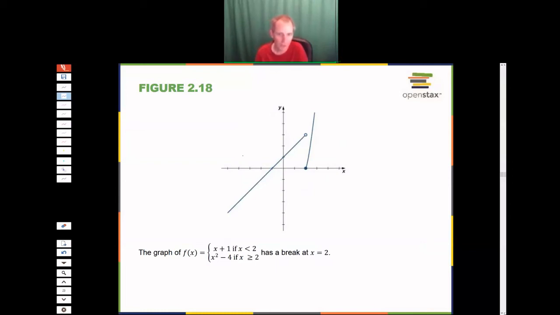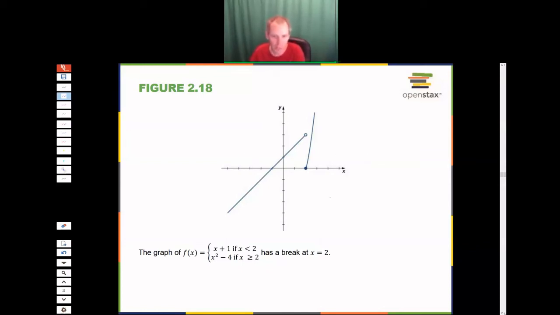Okay, so let's look at some examples. And what I want to do with this is not try and solve this algebraically. We'll do that in the next section. Right now I want to get an intuitive idea for what limits are, and so we're going to use the graph to give us an answer.